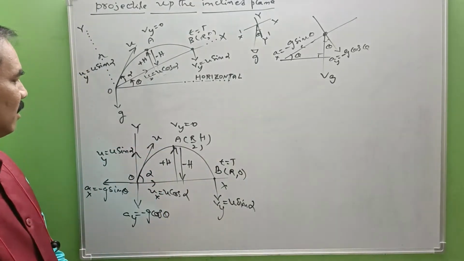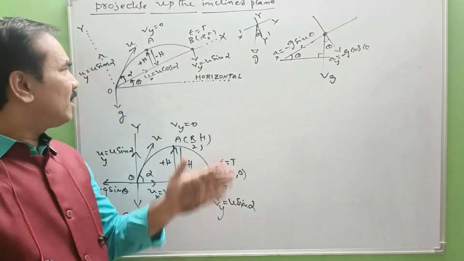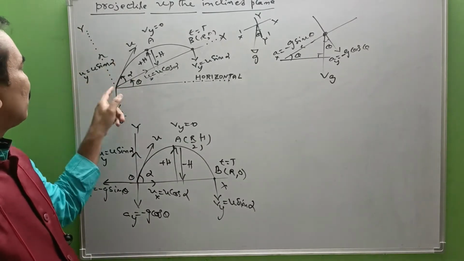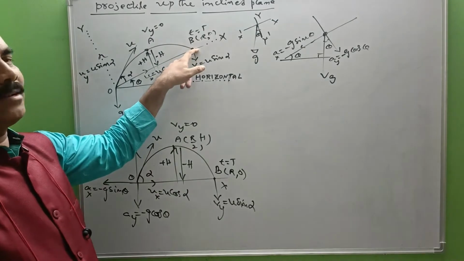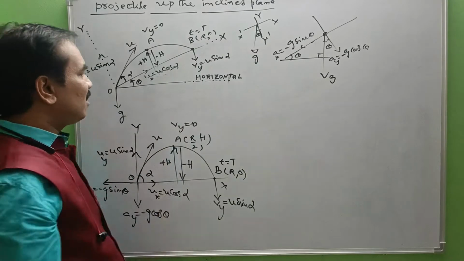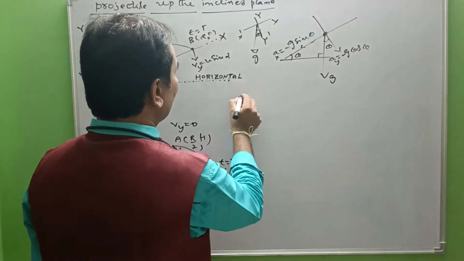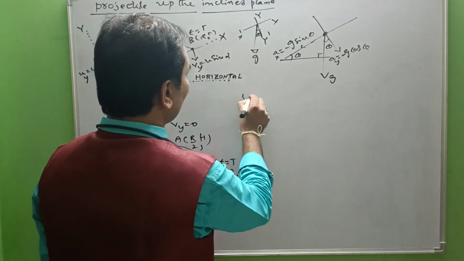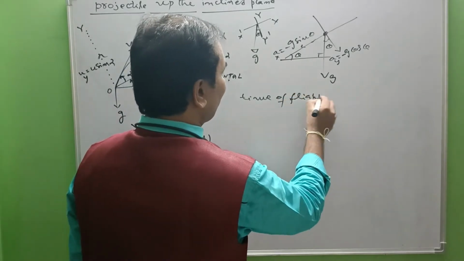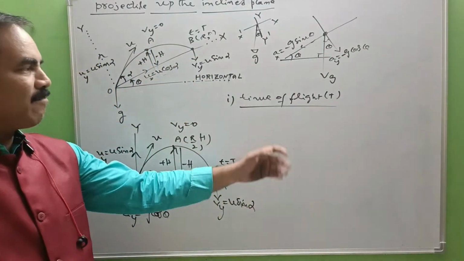What is the time of flight? The total time for which the body remains in air is known as time of flight. So here, when the body is projected from point O like this, it strikes the incline somewhere here. Now what is the time elapsed? That itself is the time of flight, capital T, right? So how to derive the expression of time of flight? Parameter number 1, time of flight, capital T.